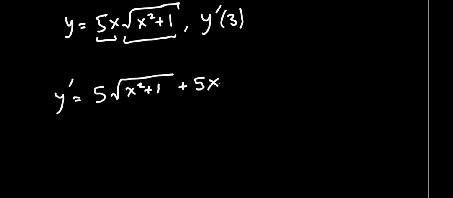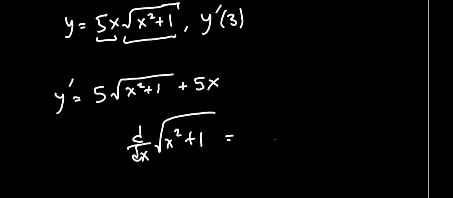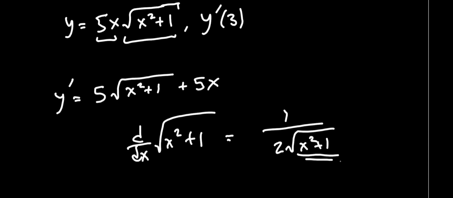So the derivative of the square root of x squared plus 1 is going to be equal to 1 over 2 square root of x squared plus 1. If you just ignore the inside, you'll get this. However, since the chain rule does apply, you need to make sure to take the derivative of the inside. So that'll be 2x. So you're left with x over root x squared plus 1.